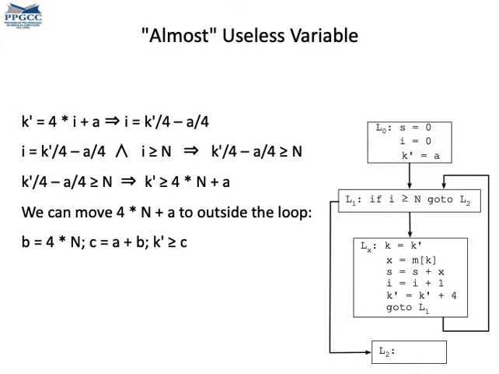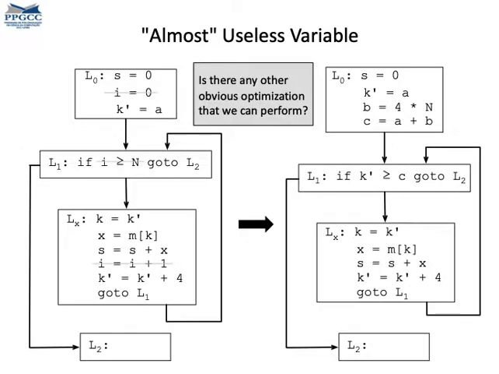We have that k prime equals I times 4 plus a, and I is used in the comparison. So we can rewrite I as a function of k prime as I mentioned before. In this case, the comparison will use only k prime instead of I. In the end, we will get the program on the right, which no longer contains variable I.